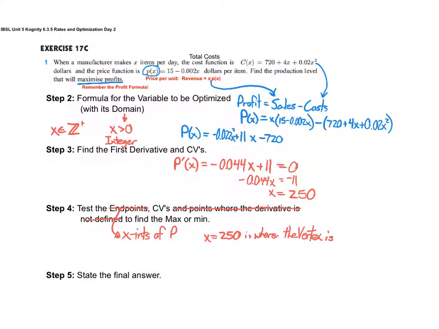So the answer is they should make 250 items a day. It sounds so simple in terms of production. Well, we don't know what they are. Maybe it's cars or something. Now, does it ask us for the maximum profit? No. It just says find the production level. Could we give the maximum profit? Sure, if we wanted to, but we don't have to, because that's not what the question was asking for.